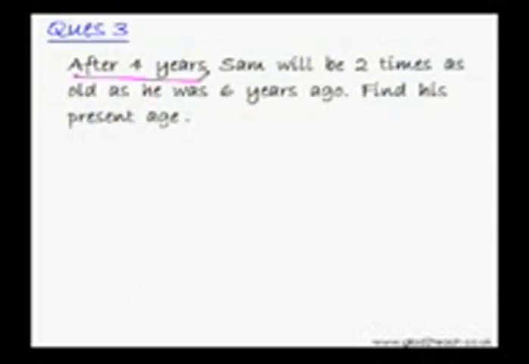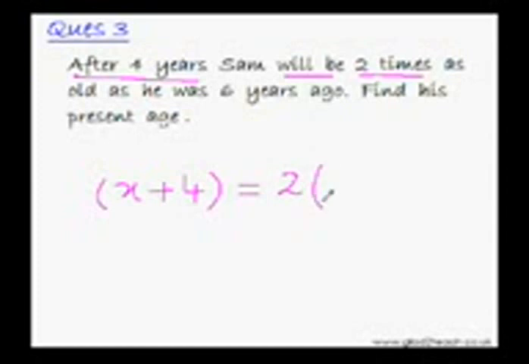After 4 years means x plus 4. Sam will be 2 times as old as he was 6 years ago. 6 years ago means x minus 6, as we are going back in the past. So with that, we have translated English into mathematics. So now just find the value of x and you would know his present age.